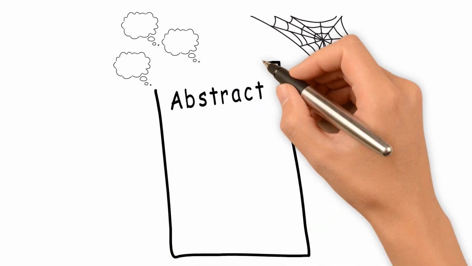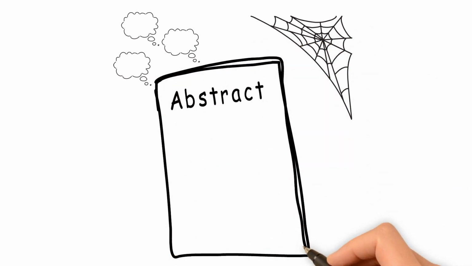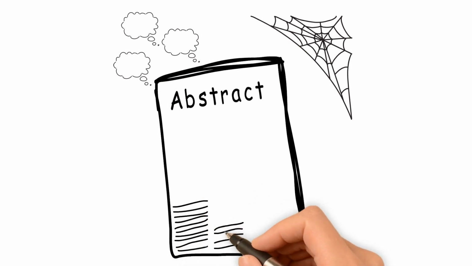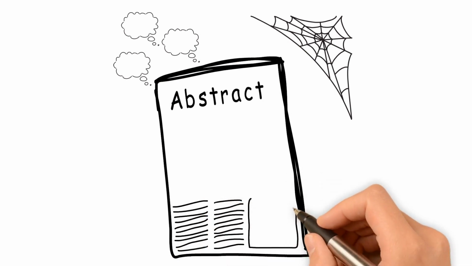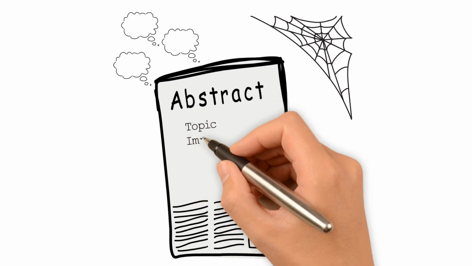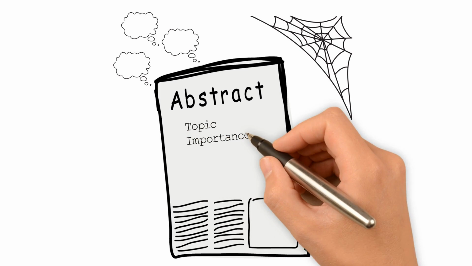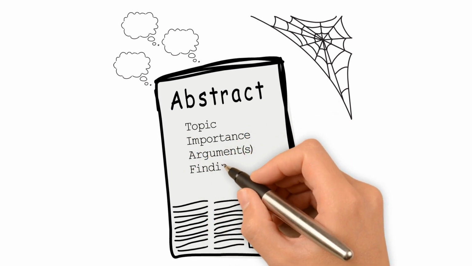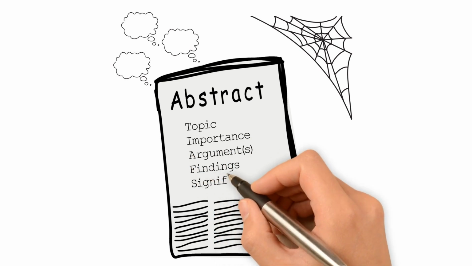The abstract is a little like the first paragraph in a newspaper article. It gives a brief overview of what's inside the full article, but without having to trawl through the whole thing. Think of it as a teaser to entice the reader in. You want to include a sentence or two about the topic and why it's important, and then your main argument or arguments, what you've discovered, and the significance of this.